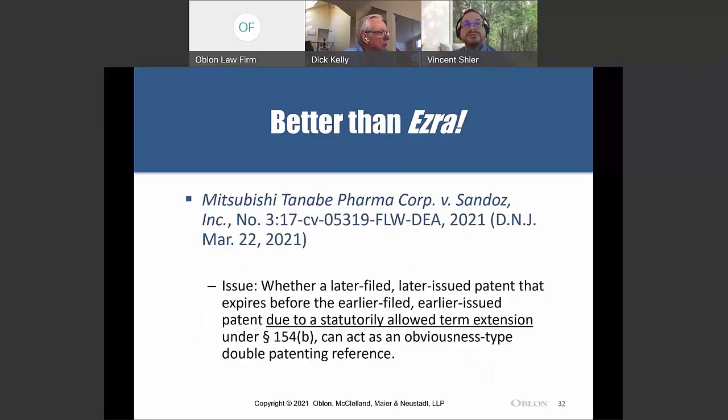So the issue that was posed by the New Jersey District Court was whether a later issued patent that expires before the earlier issued patent due to a statutorily allowed term extension under 154 can act as a double patenting reference.